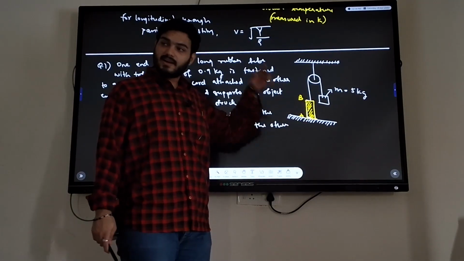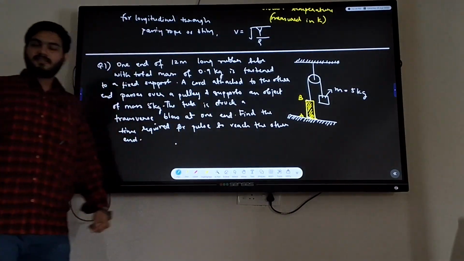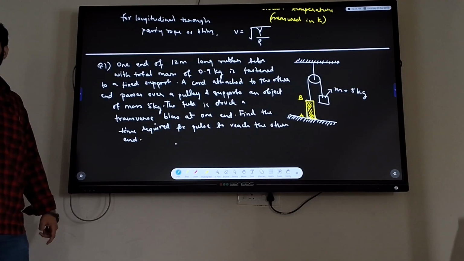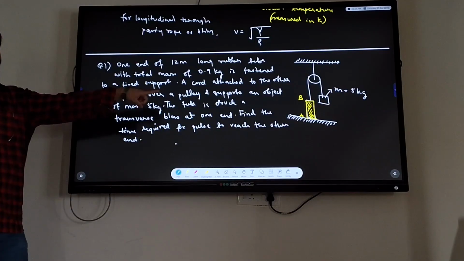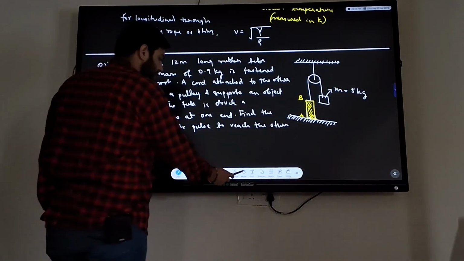Talking about the other end of the rubber tube itself. So B. Yes? They are asking about the time taken. Speed equals distance over time, so time is equal to distance over speed. The distance is already mentioned, I have to find the speed of the pulse. But what will be the speed of the pulse?